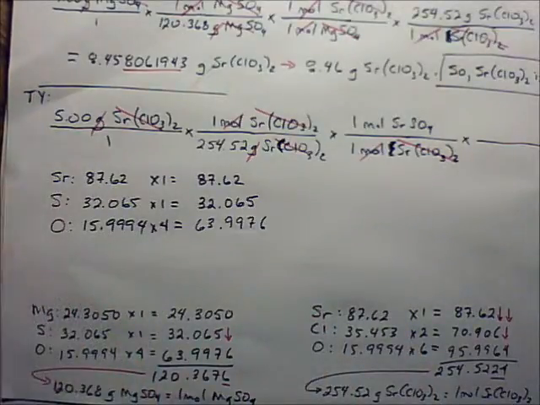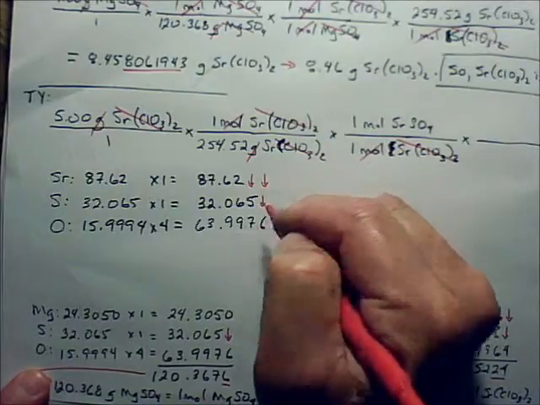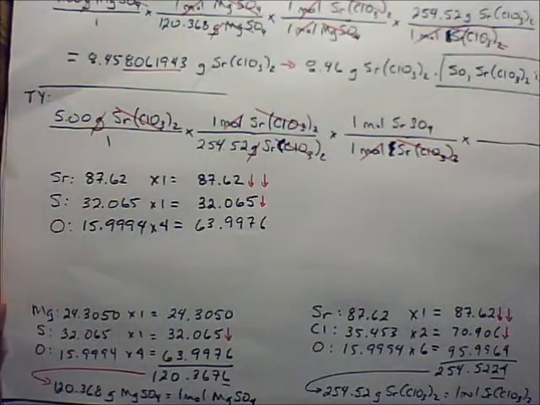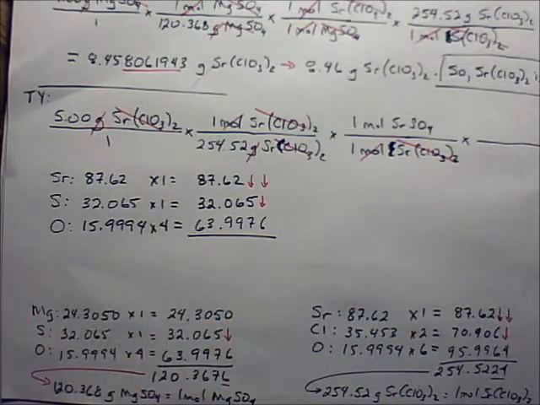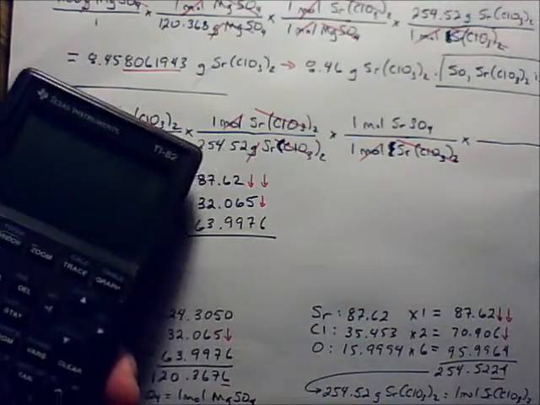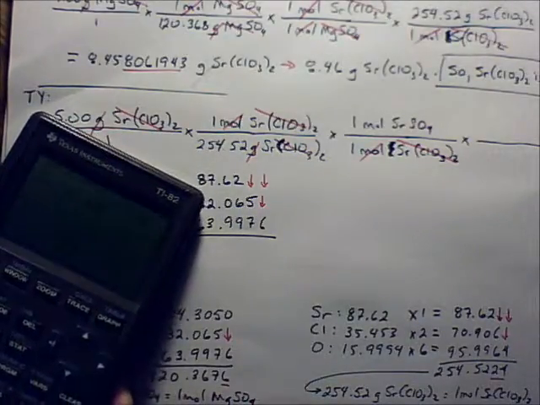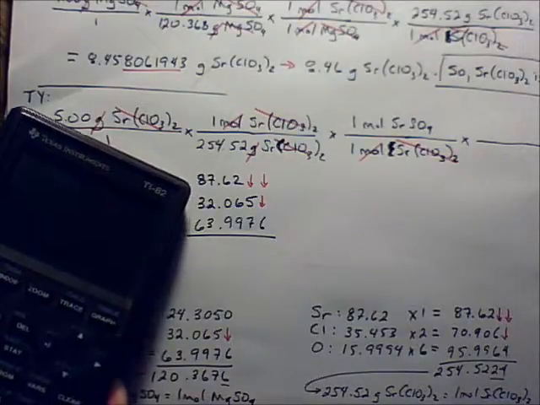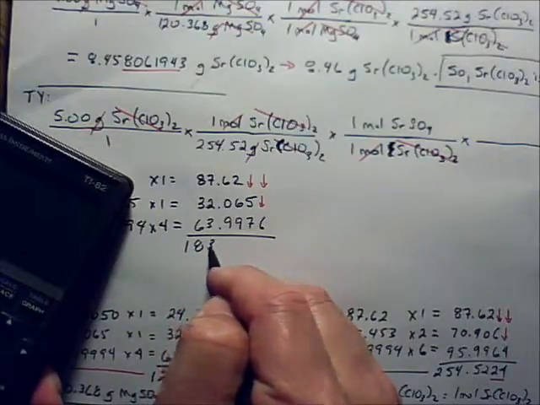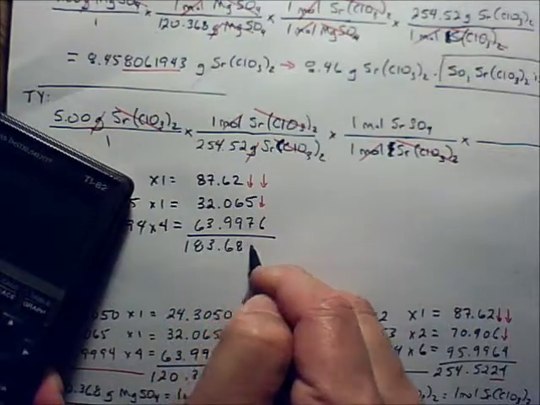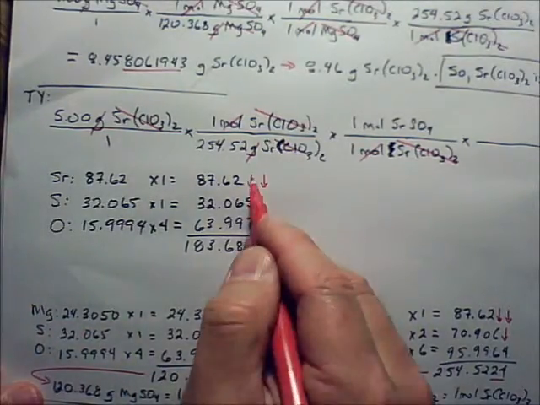.9976, and you can see then that there are empty slots in these positions here. So when we add it up, we need to round off so that we get rid of any digits that are resulting from those empty slots. 183.6826, and these two digits get rounded off because of the empty slots above them.